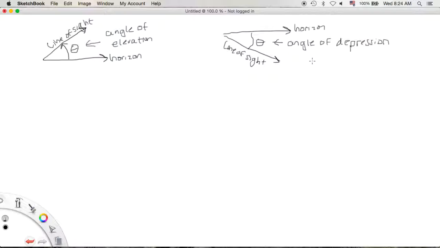So if we have a hiker that leaves camp and walks up a mountain slope at an average angle of elevation of 36 degrees, and the hiker walks at 3.2 kilometers per hour for 45 minutes, what is his elevation above the camp? All right, so let's see what we've got here. We've got this hiker climbing a mountain.